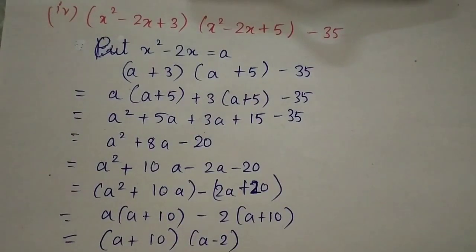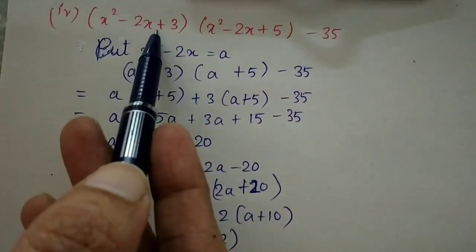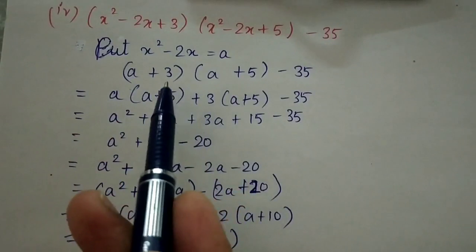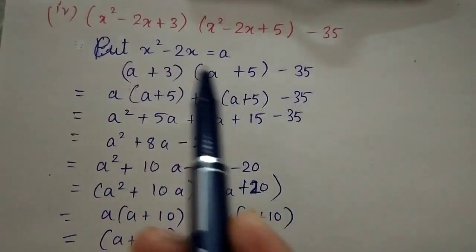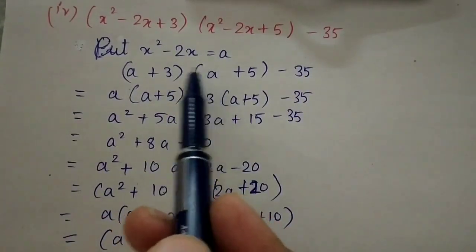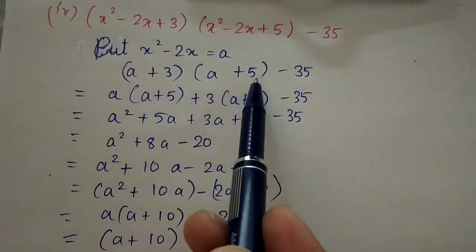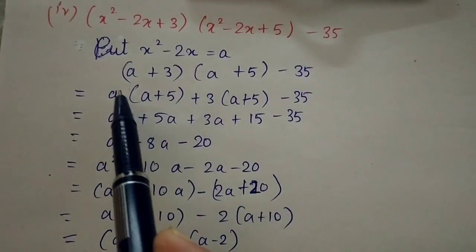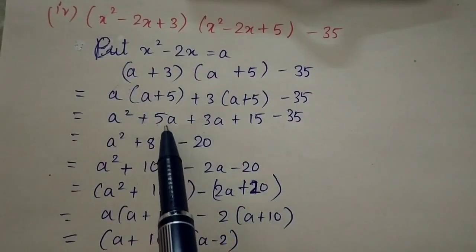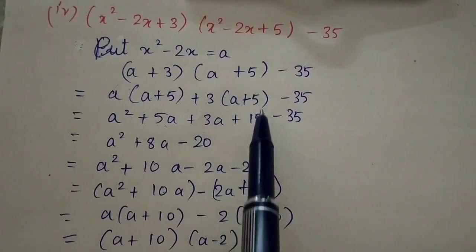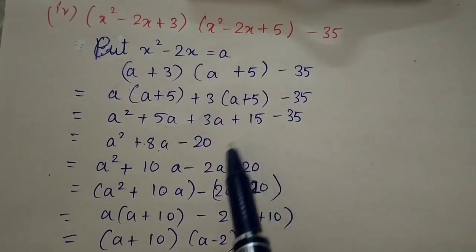In the next sum, we have x square minus 2x common in both the brackets. So we take it as a, and instead of x square minus 2x, we write down a plus 3. Similarly, x square minus 2x is a, so a plus 5, minus 35. Since there is no sign here, that means there is multiplication. So a into this entire bracket, plus 3 into the entire bracket, minus 35. Then open the brackets. a into a is a square, a into 5 is 5a, plus 3 into a is 3a, 3 5s are 15, minus 35. So a square, 5 plus 3 is 8a, minus 20.